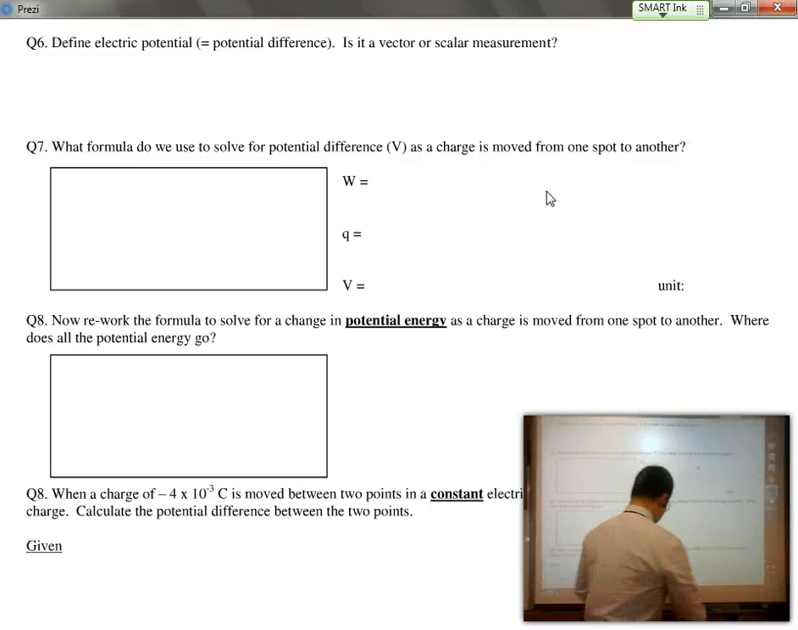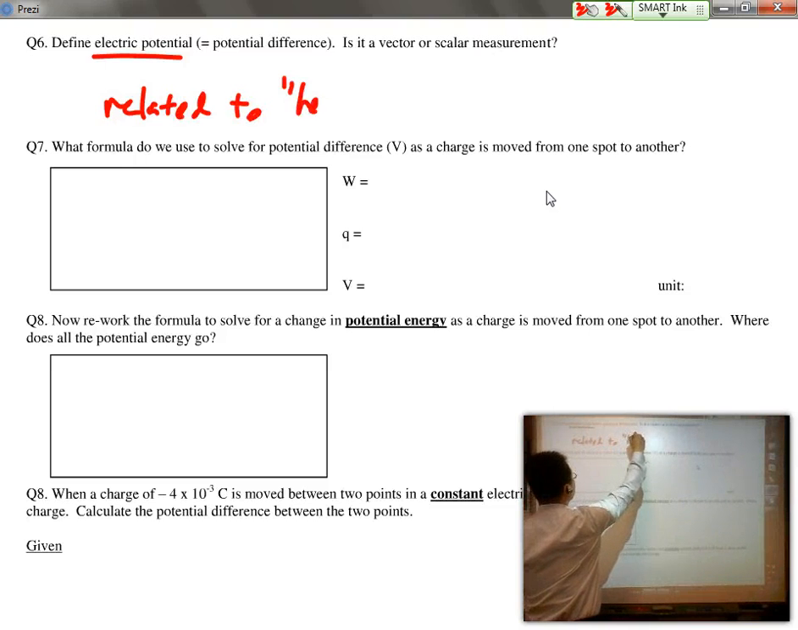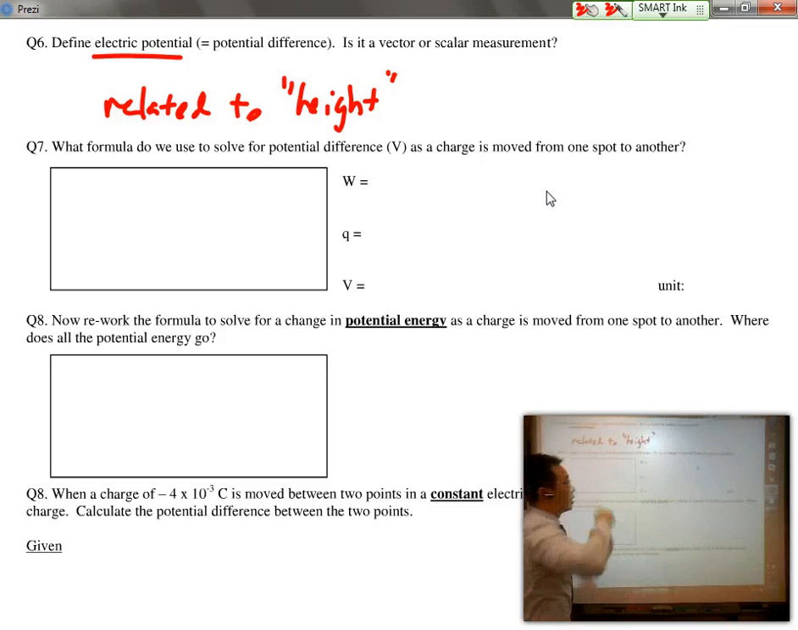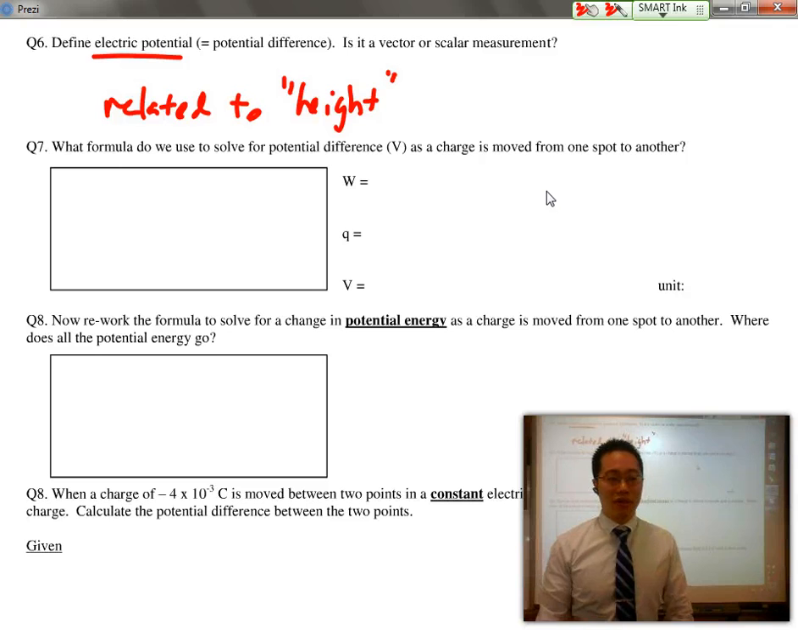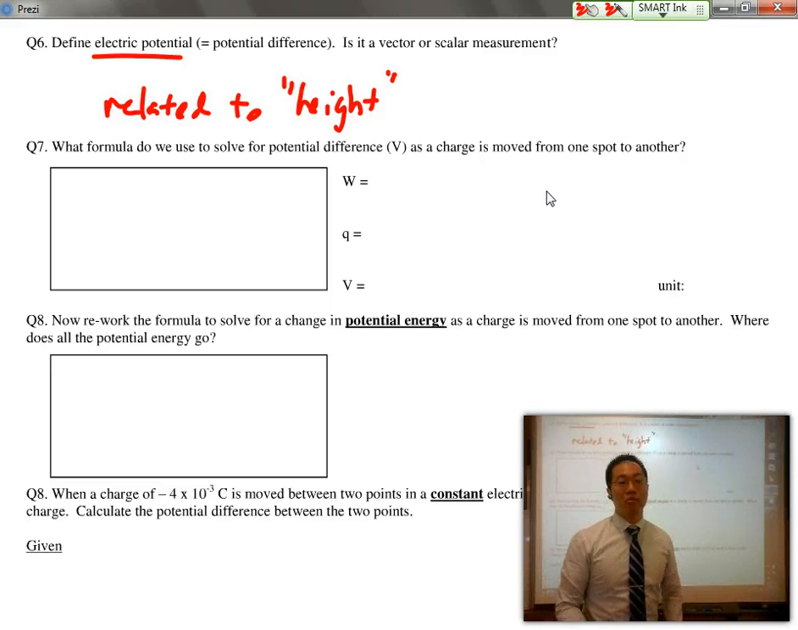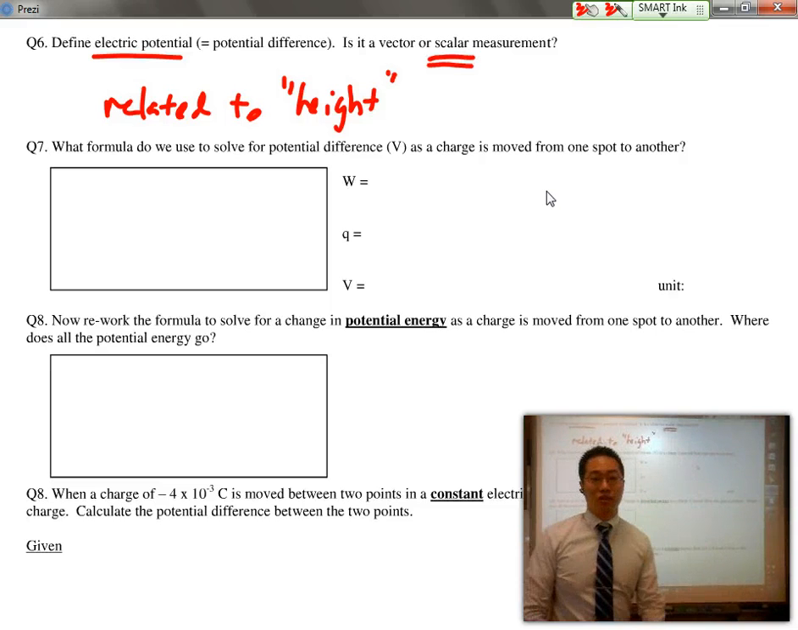Okay. So when we talk about electric potential, we could relate it to height in a way. It's basically the amount of energy you could use to calculate the amount of energy it would take to move from one location to another. But because it is similar to height, it is going to be a scalar quantity.